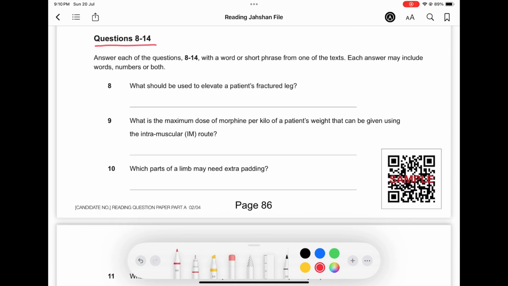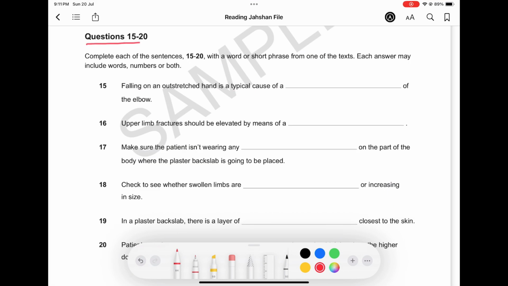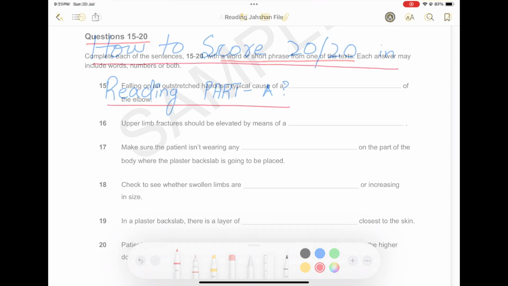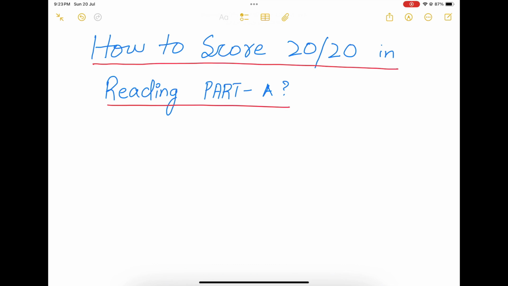From question 8 to 14, we have to answer with a word or a short phrase from one of the texts. For example, what should be used to elevate a patient's fractured leg? We have to dig the answer out of one of the above texts. From questions 15 to 20, we have to fill in the blank with a word or short phrase from one of the above texts. We have to find the answer in the above text and fill in the blank here. So this was the general introduction of OET reading part A, and now I'm going to give you some very useful tips which will help you to ace 20 out of 20 in OET reading.